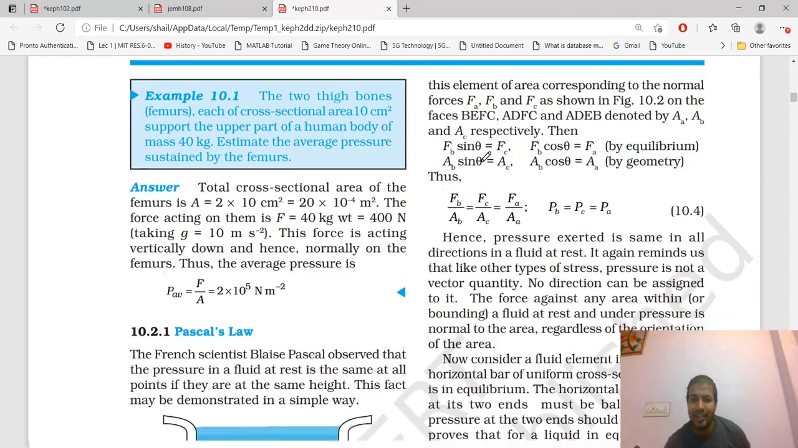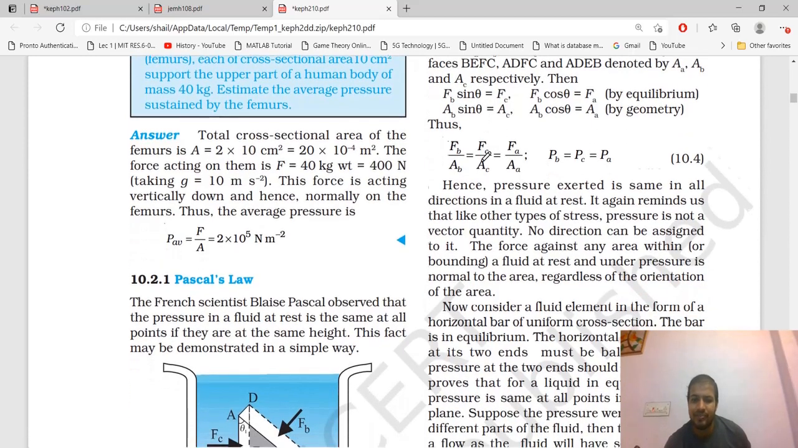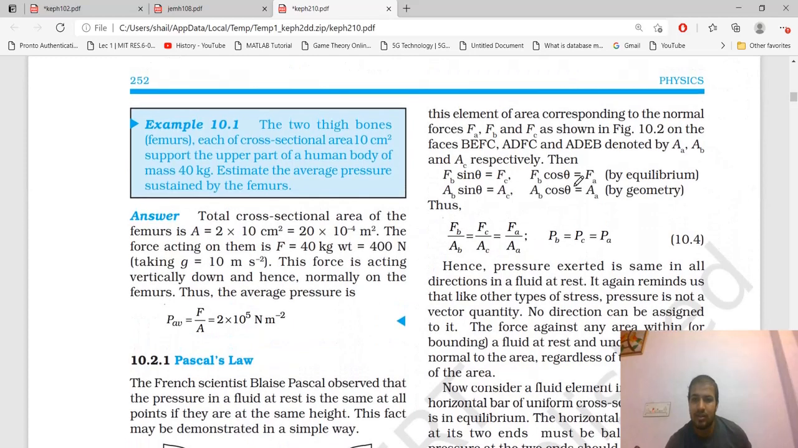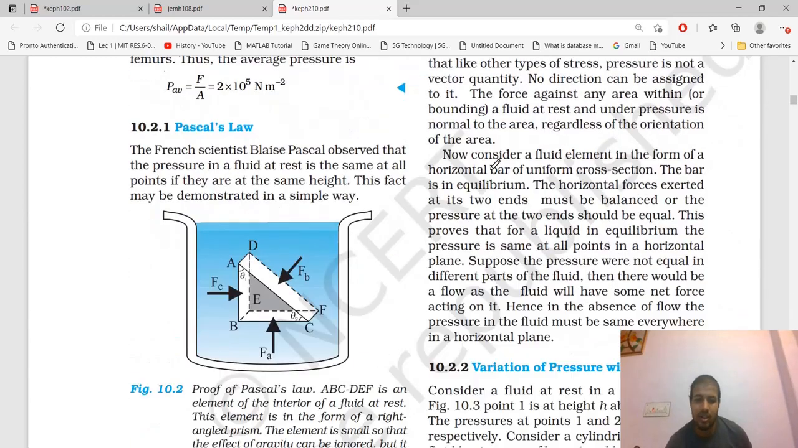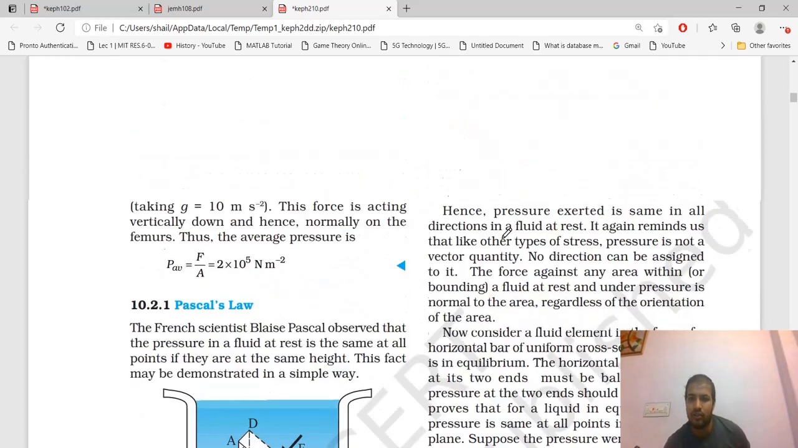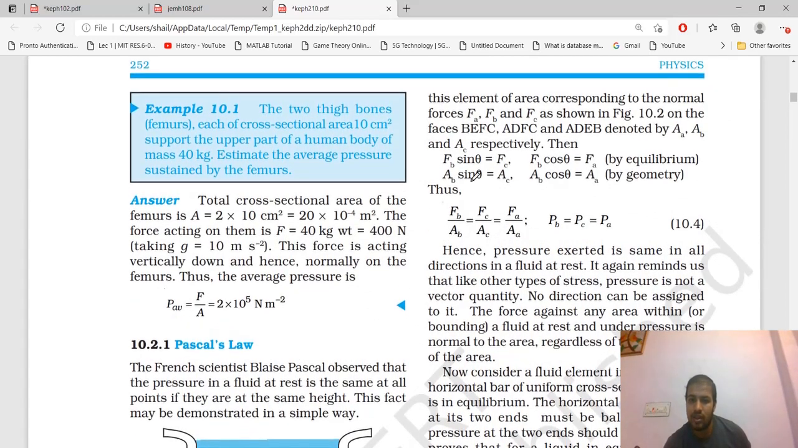So Fb sine theta equals Fc. If we take the component of Fb with sine theta, it is Fc, because these are vectors, all three are vector quantities. So this is Fb sine theta, and Fb cos theta equals Fa. And AB sine theta is also given. AB sine theta equals AC. The area will be the same.